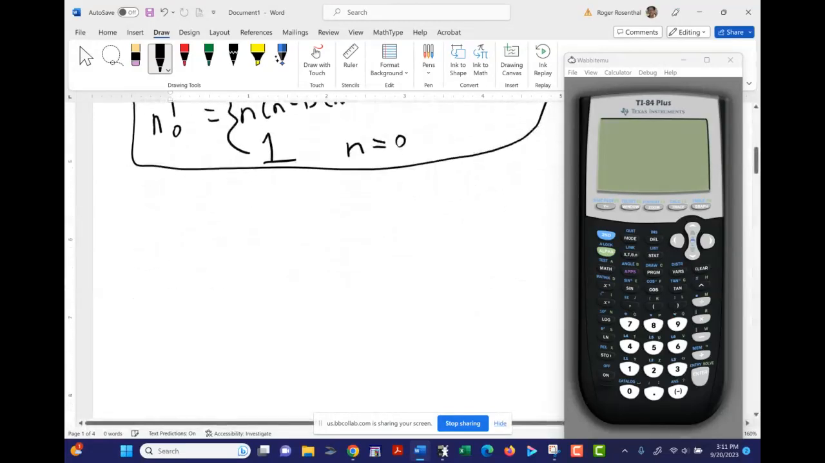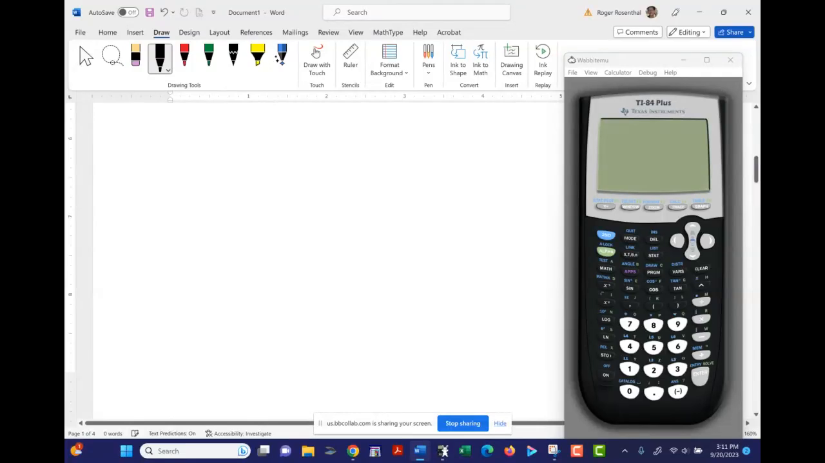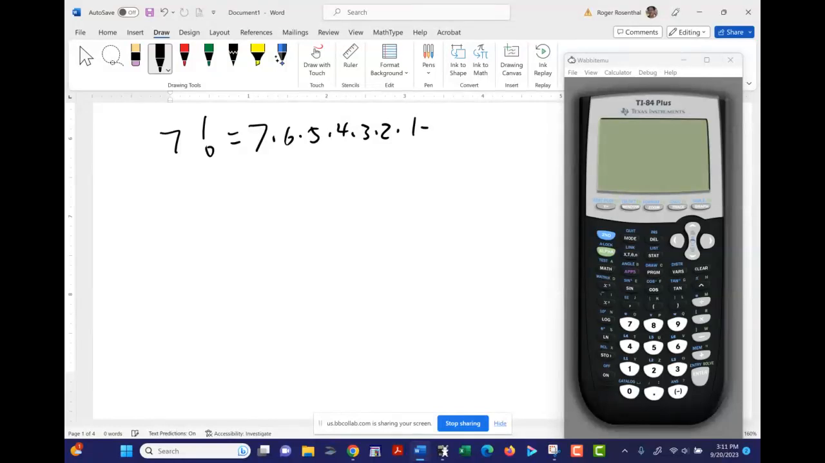Okay, you also need to know how to find factorials on a calculator. So let's take a look at how you would find 7 factorial on a calculator. Now 7 factorial, if we did not have a calculator, you would do 7 times 6 times 5 times 4 times 3 times 2 times 1. If you do all the math on that, you will get 5,040. But let's see how you would do it on a calculator.